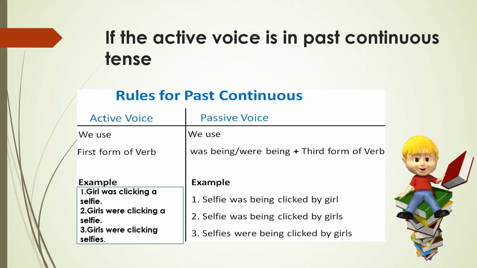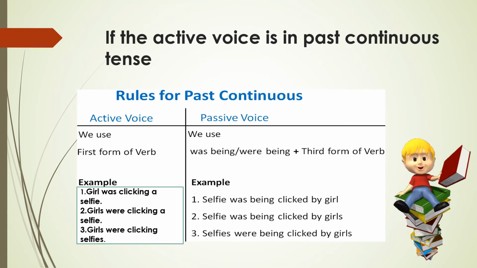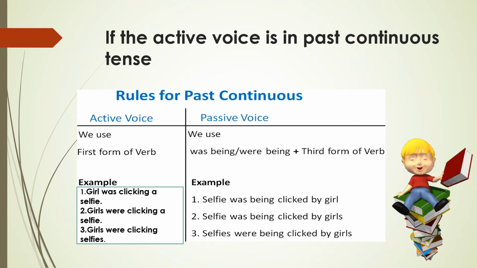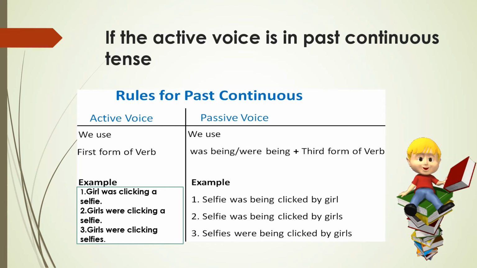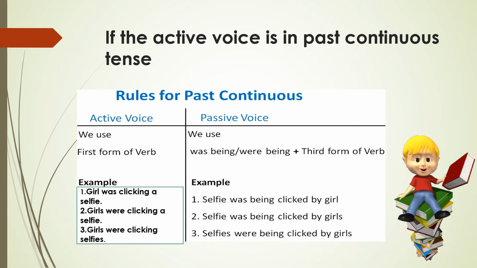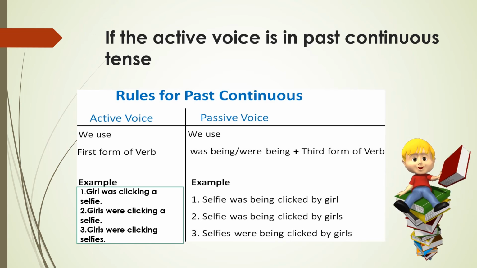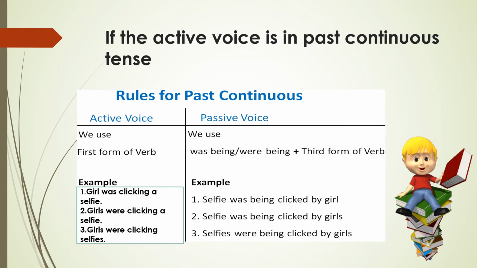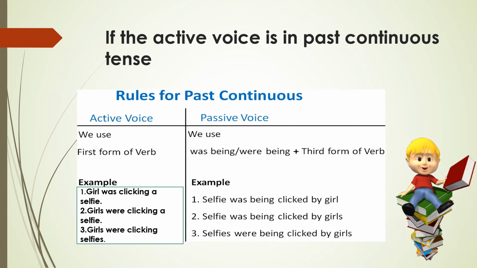So how will you convert the same sentences to passive voice? Look at the second column. A selfie was being clicked by a girl. You can see the addition of a new word, that is being, right? So remember that when you are given sentences in past continuous tense, you will convert them into passive voice by adding the word being, right?